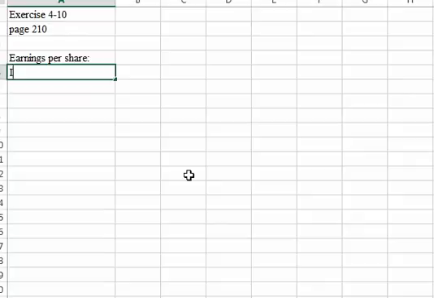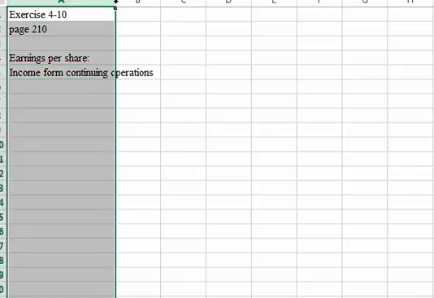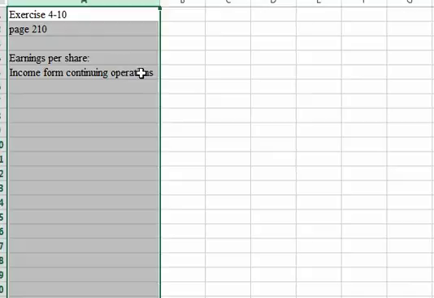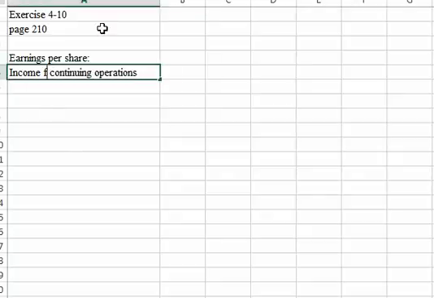Okay, so first we'll head it up with earnings per share. The first thing we'll calculate earnings per share on would be income from continuing operations. If we calculate earnings per share separately by each of these categories, then it gives the readers more information to go on. That's not form, that should be from.